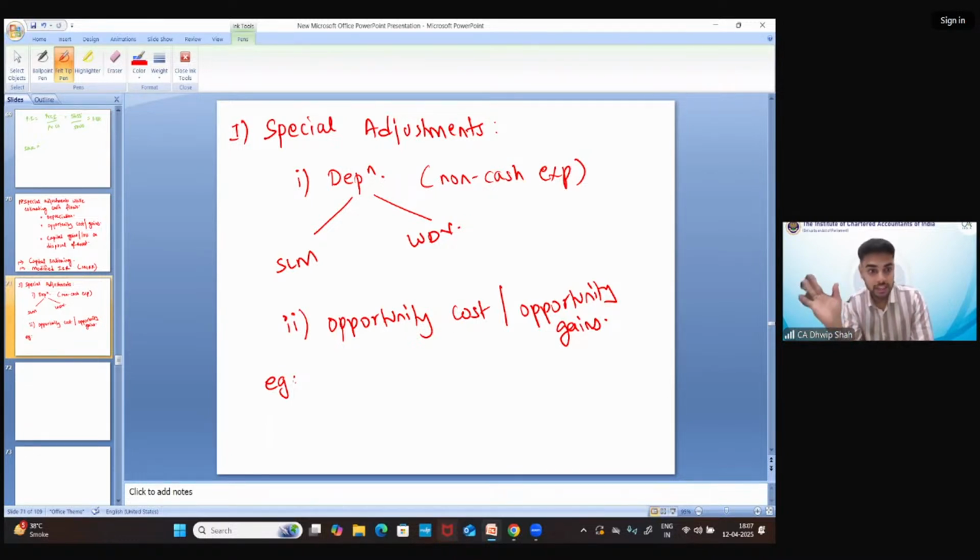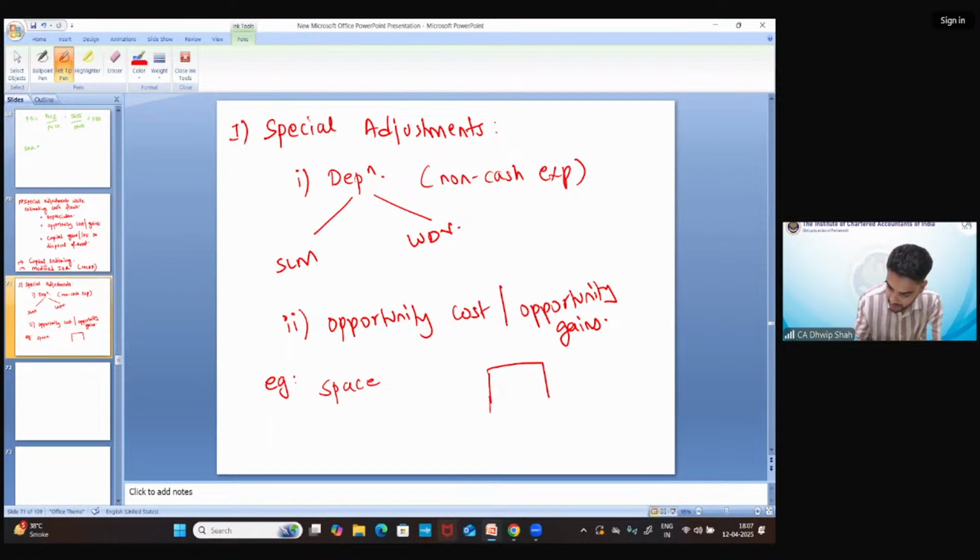Now, I want to expand my business. I want to start a new manufacturing product line. So for that, I would need some space to set up the entire factory or the entire manufacturing facility. Yes or no? So currently I have space, but let's say it is in Gujarat.